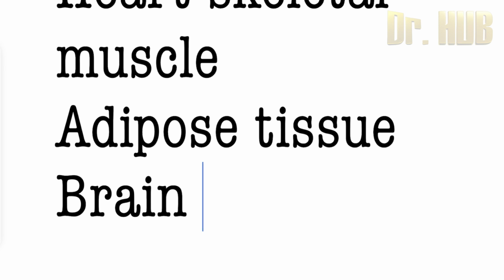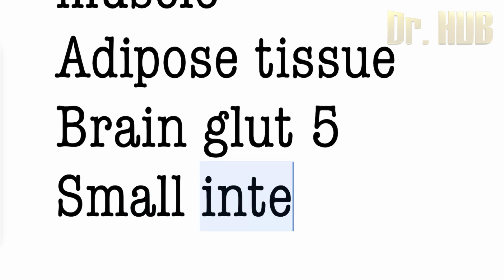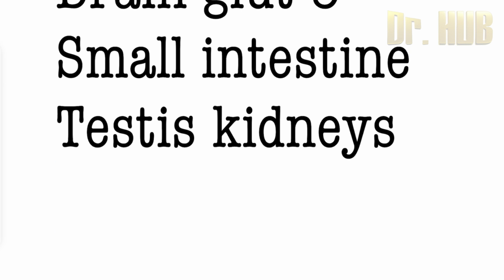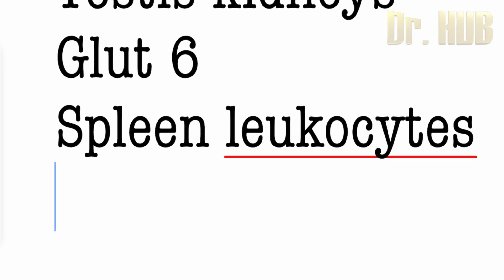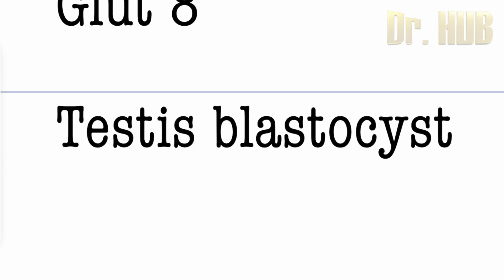Next, moving on, there is GLUT5. So what about GLUT5? GLUT5 involves the small intestine, the testis and the kidneys. Then moving on to GLUT6. GLUT6 is the spleen and the leukocytes. Then comes GLUT8. GLUT8 is the testis, the blastocyst, the brain and the adipose tissue.